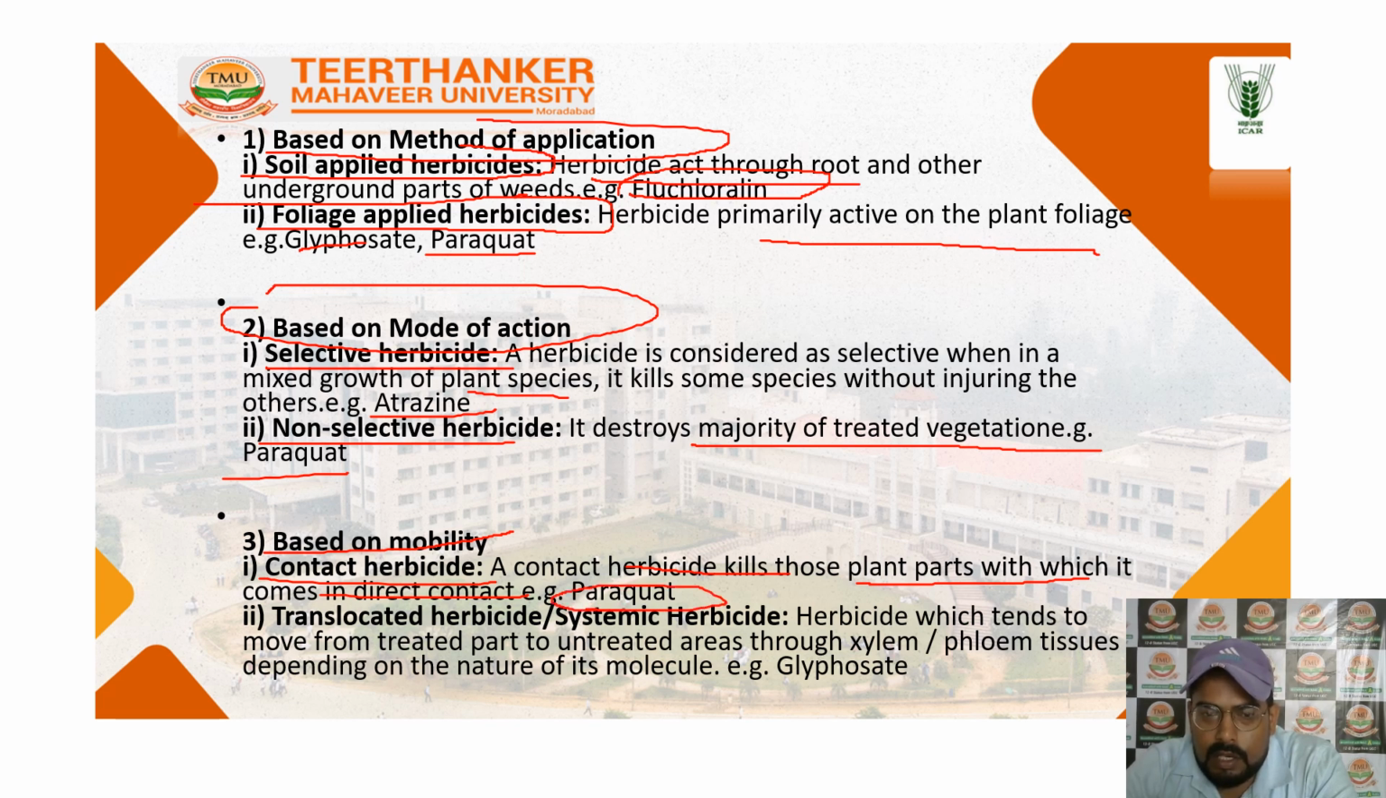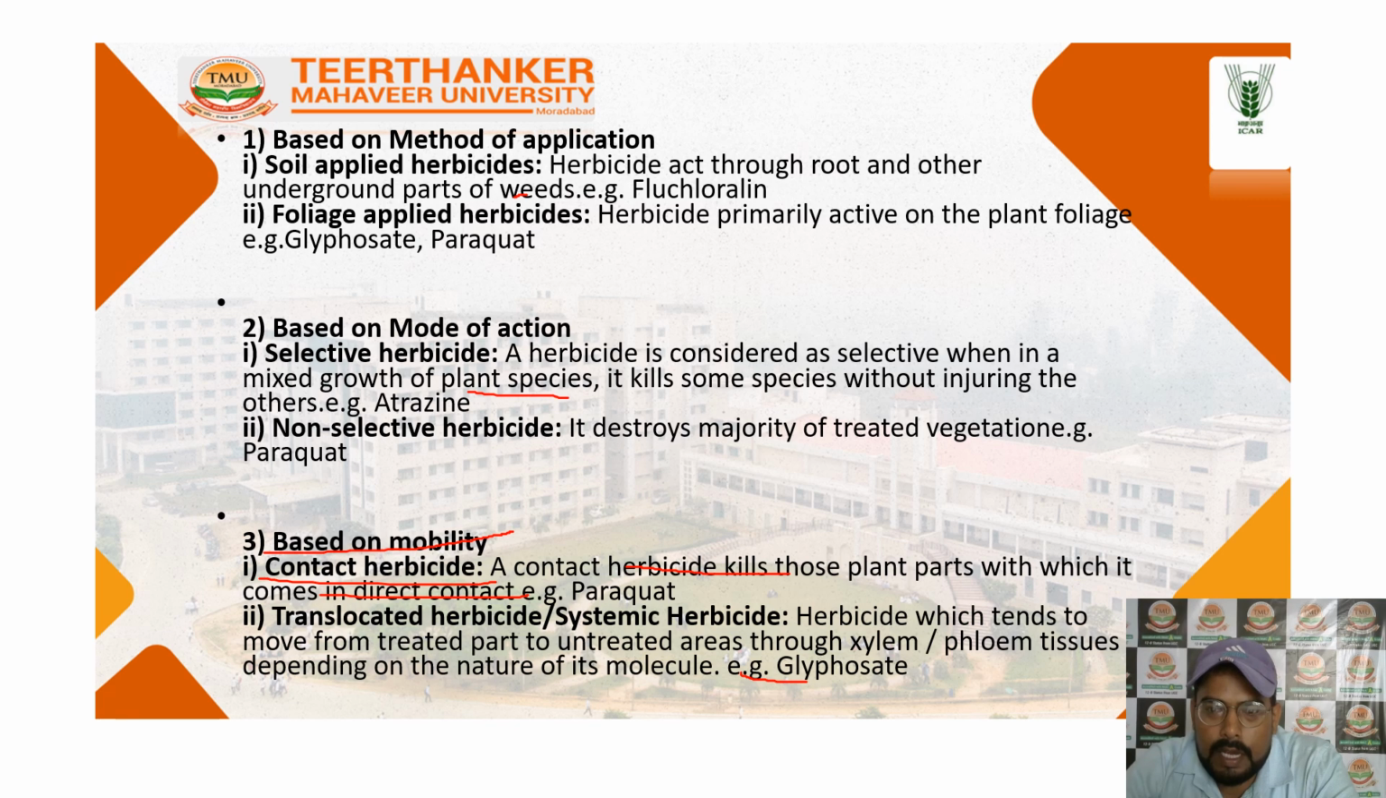The next one is the translocated or systemic herbicide. These herbicides tend to move from the treated part through the xylem and phloem tissue, depending on the nature of the molecule, like glyphosate. So these are the classifications based on mode of action, method of application, and mobility.